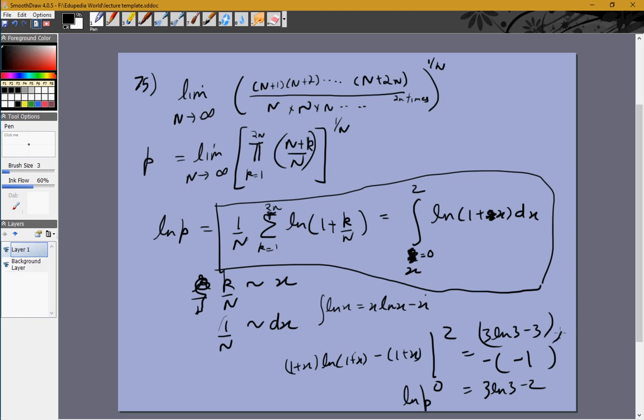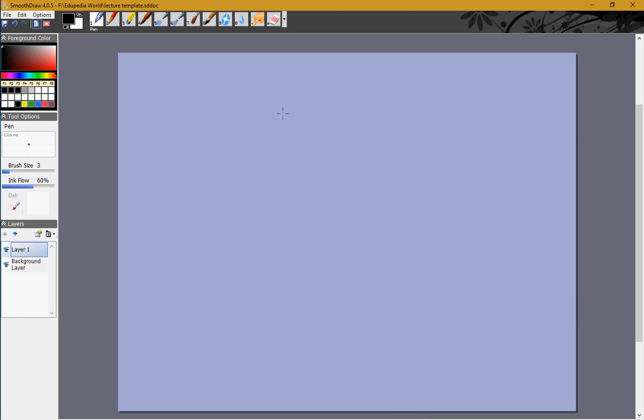This is ln p. Now we can get p from here. This can be written as ln p is equal to ln of 3 to the power 3, which is 27, minus 2, which is ln of e squared. So ln of 27 by e squared, which gives me p is equal to 27 by e squared, which means the answer is option 2. I think this was one of the more difficult questions in this paper, also quite lengthy. Next question.